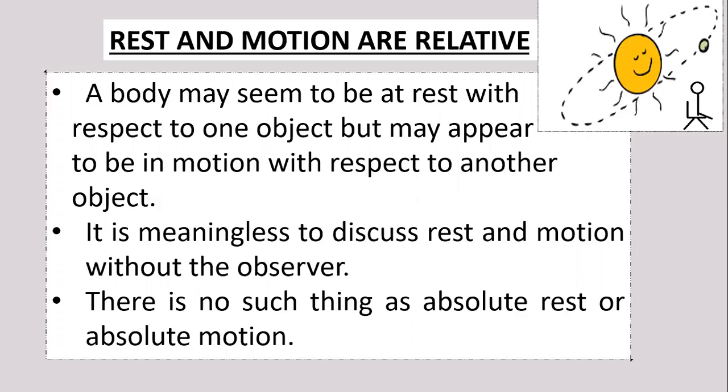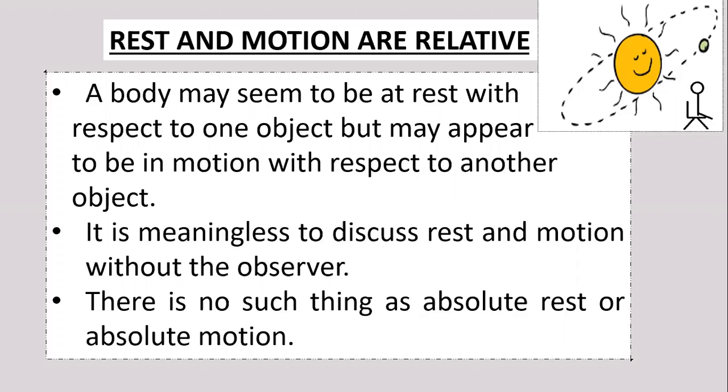So in short, you are at rest with respect to Earth, and you are also in motion with respect to the Sun. Let's see the second point. It is meaningless to discuss rest and motion without the observer. Yep, it is an observer, that is the person, and the surroundings, that are the objects, that decide whether a given object is in state of rest or motion. And there is no such thing as absolute rest or absolute motion.